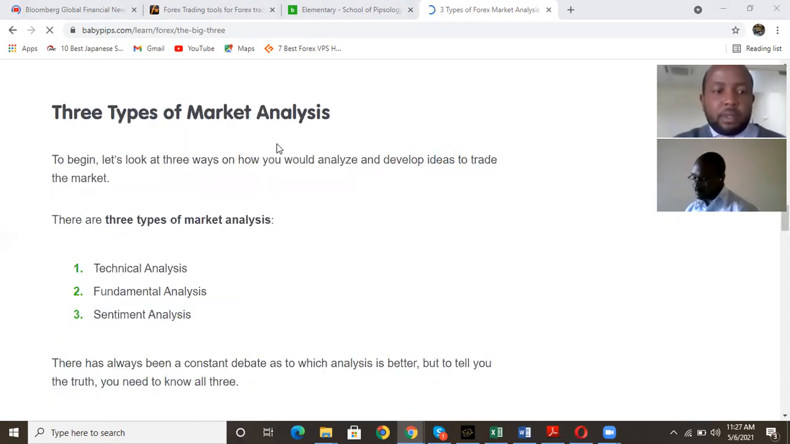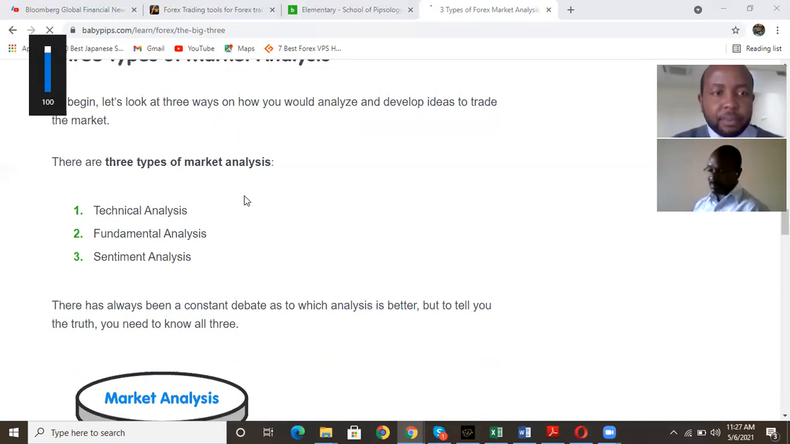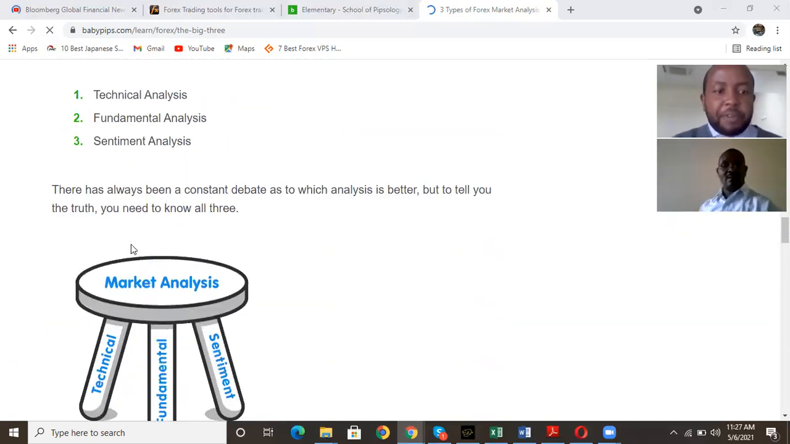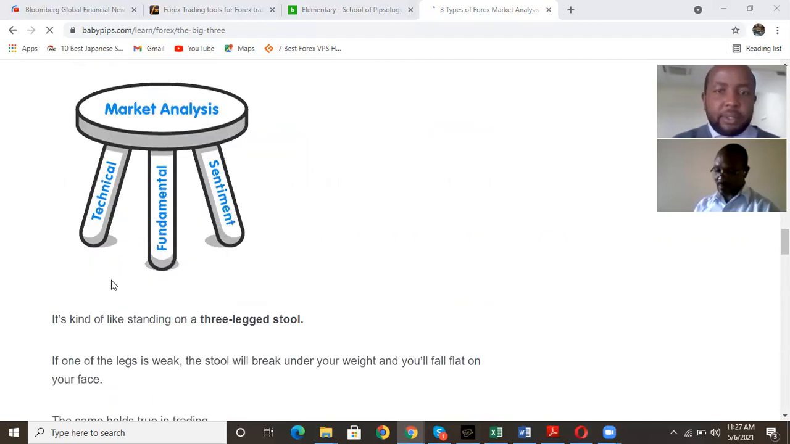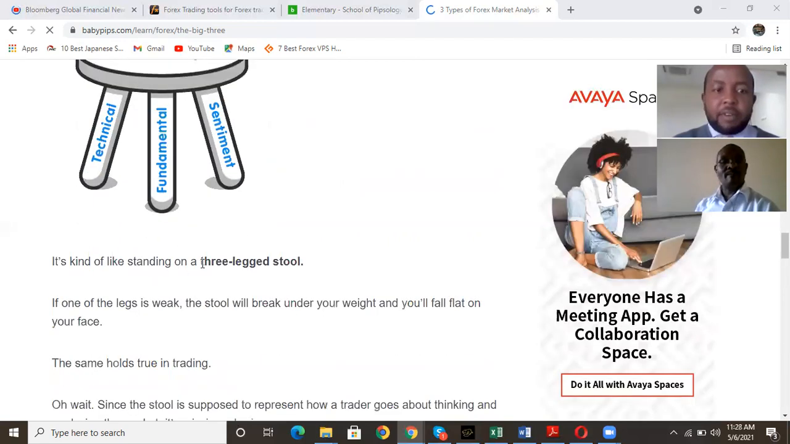So we have three types of analysis. We have technical, fundamental, and sentiment. So these are the three analyses. I'll be helping you guys say within the next 45 minutes to really understand the three analyses we use. So let's start with the first one. So they look like a three-legged stool, market analysis. We have our technical, fundamental, and our sentiment here. So it's a kind of a standing three-legged stool.